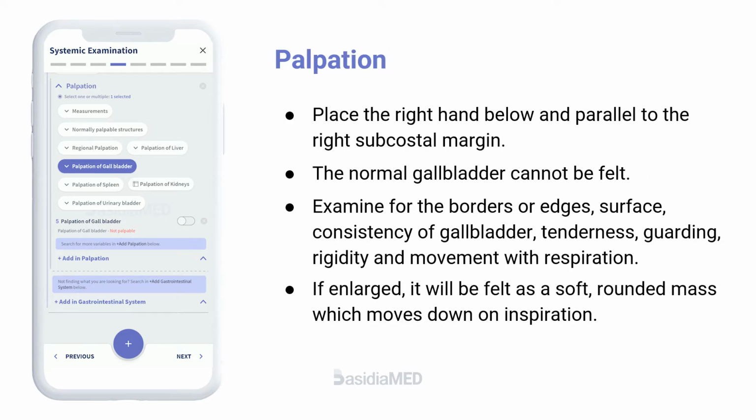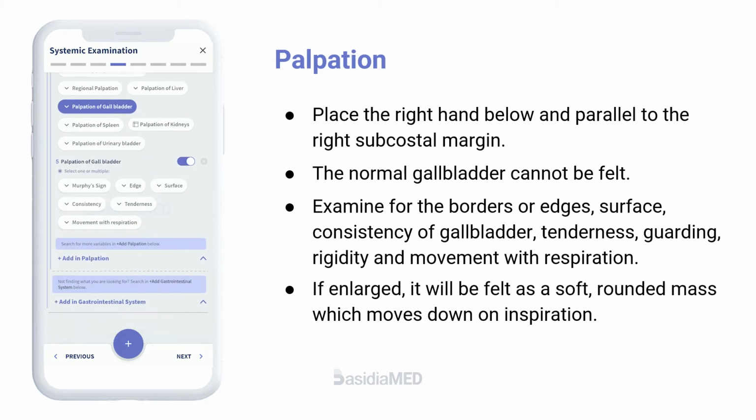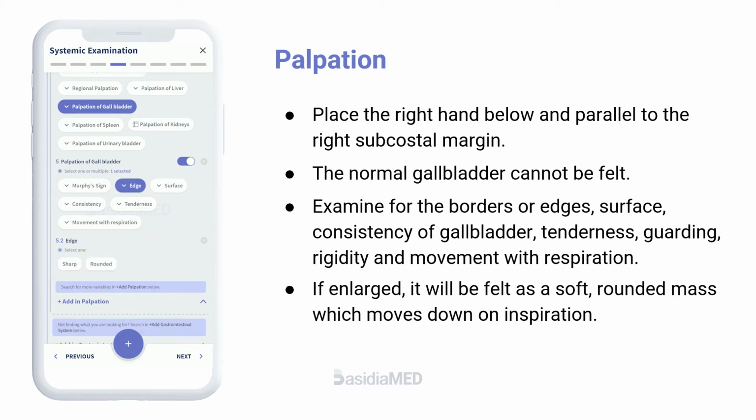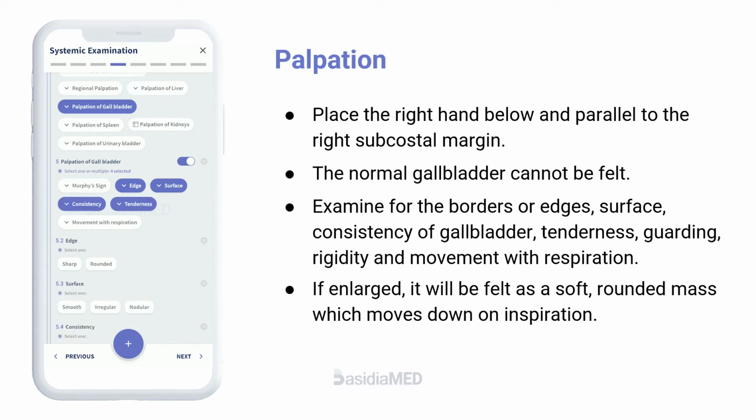Palpation of the gallbladder. The normal gallbladder cannot be felt. The gallbladder is occasionally palpable below the right costal margin in the midclavicular line. If enlarged, it will be felt as a soft, rounded mass, which moves down on inspiration. Examine for the borders or edges, surface, consistency of gallbladder, tenderness, guarding, rigidity, and movement with respiration.